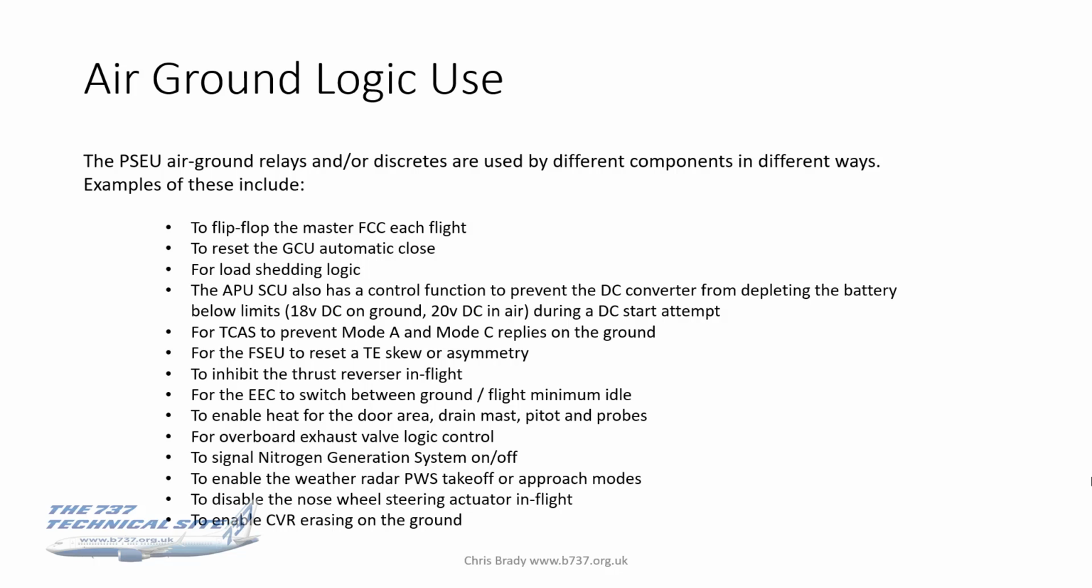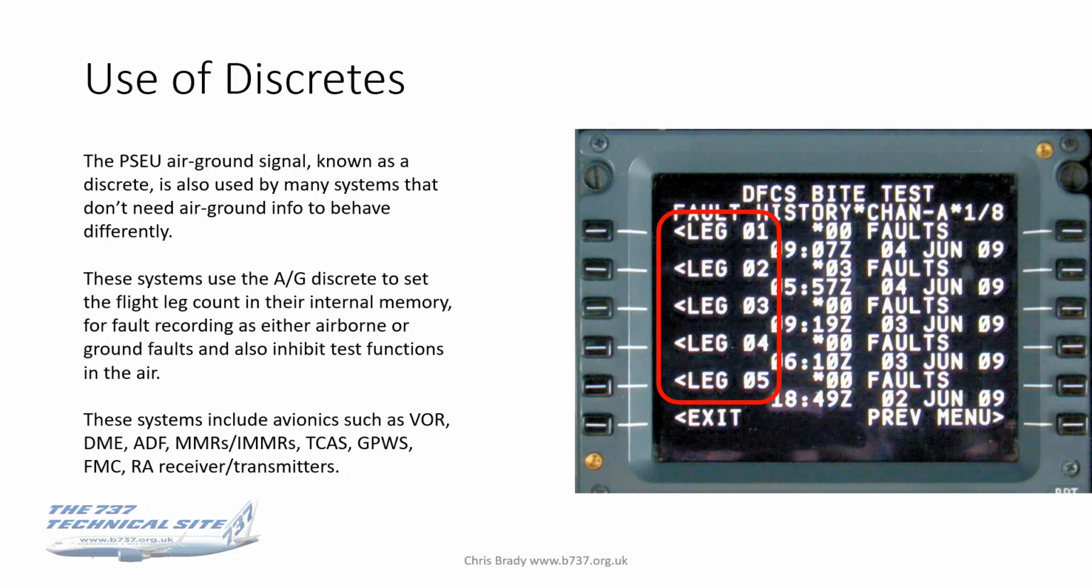To enable heat for the door area, drain mass, pitot and probes. Overboard exhaust valve logic control. Switching the nitrogen generation system on or off. Again, that's only in flight. To enable the weather radar, PWS takeoff or approach modes. To disable nose wheel steering in flight, and to enable CVR erasing on the ground only. So that gives you a flavour, and again, this list is also not exclusive, but it gives you a flavour for how far-reaching the air-ground systems are, and hence the need why we've got two of them.